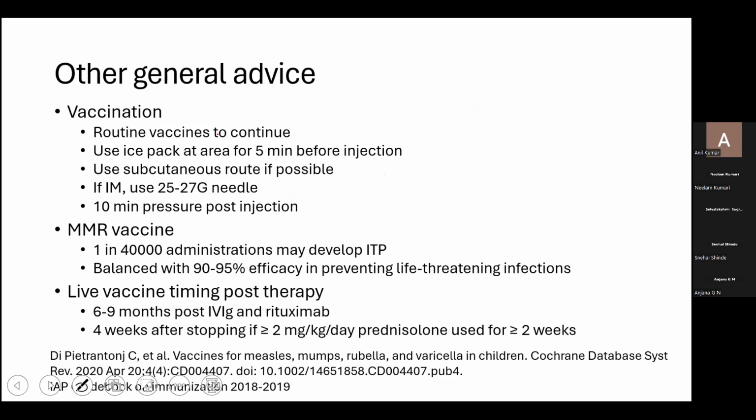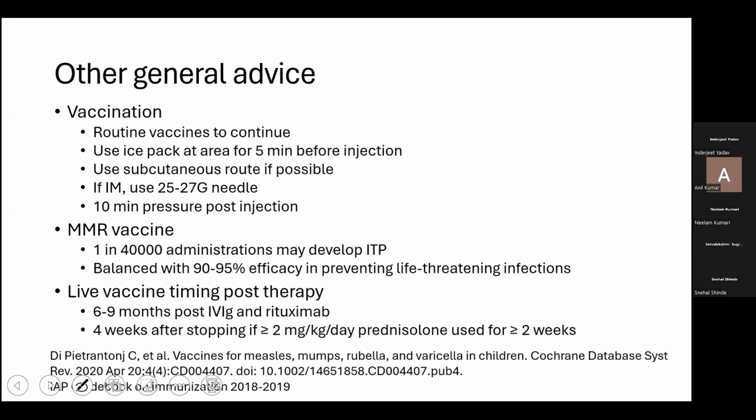MMR vaccine: a lot of people feel wrongly that the MMR vaccine should be avoided because it leads to ITP. But remember, ITP is a very rare complication of the MMR vaccine. On one hand, even if the child gets ITP, there is hardly any chance that the child is going to have a serious complication. But on the other hand, if we don't give MMR, there is a 90 to 95% chance the child is going to end up with a life-threatening infection. So we have to reiterate that the MMR vaccine should be given as per the schedule.